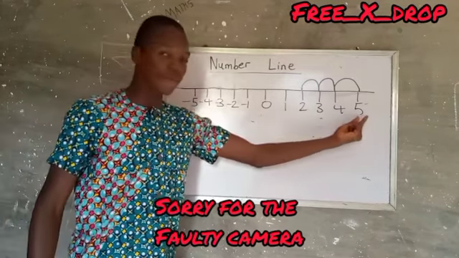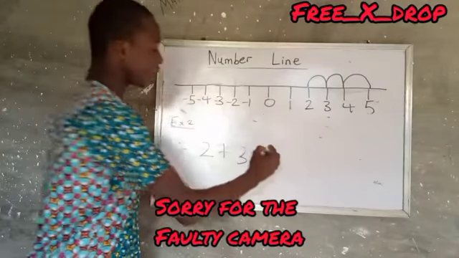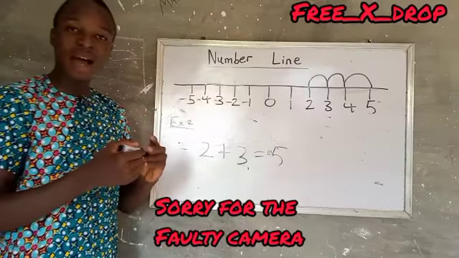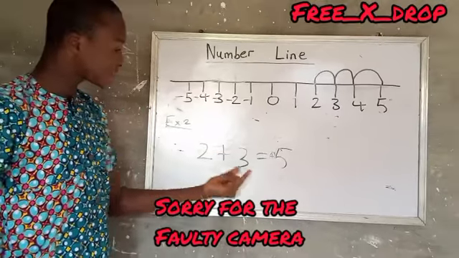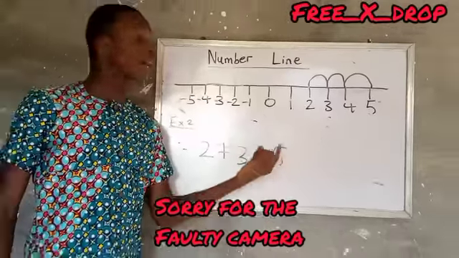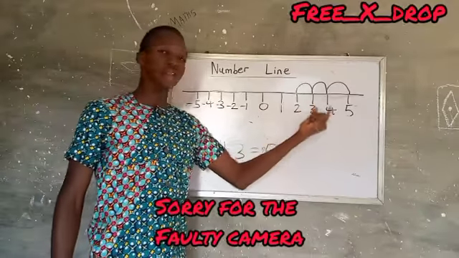What do we get as our answer? 5 or plus 5, anyhow you call it. So now you have your answer here as 5. 2 plus 3 is 5. We all know that. But now you see how to get it on a number line.